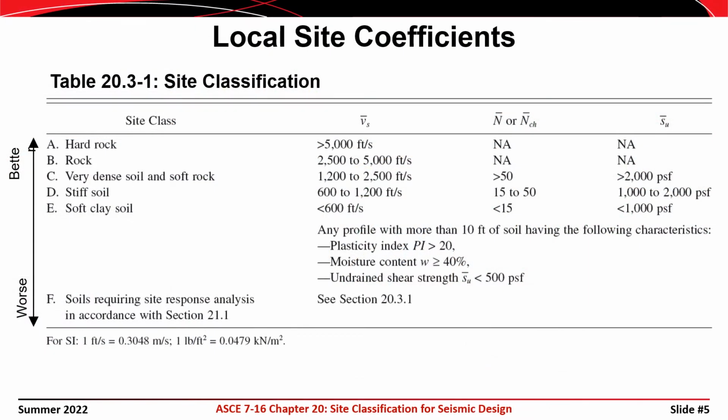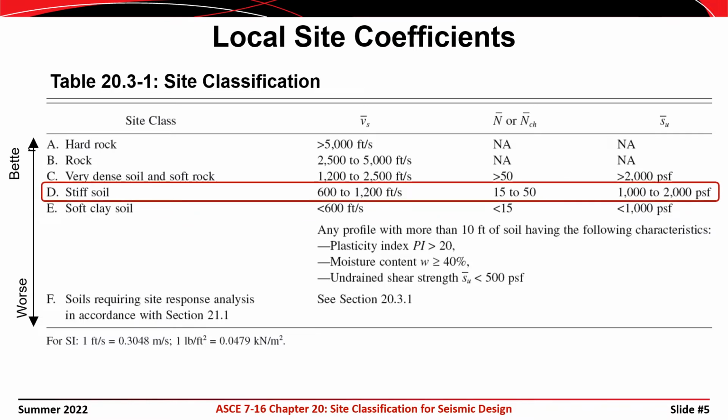The next step is to determine the site classification and then look up the site coefficients F sub A and F sub V. Since in this problem the standard penetration number has been given as 25, we know that we are in the category of a very stiff soil, or a site classification D.